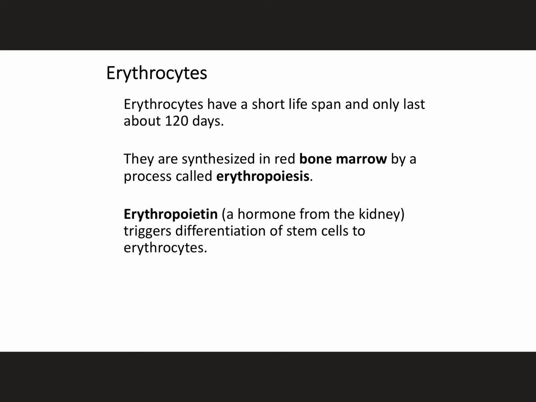Erythrocytes have a short lifespan. They only last about 120 days. They're synthesized in the red bone marrow by a process called erythropoiesis, and this is regulated by a hormone, which we'll talk about later, erythropoietin, or EPO. It's a hormone released from the kidney, which triggers the differentiation of hematopoietic stem cells into erythrocytes.